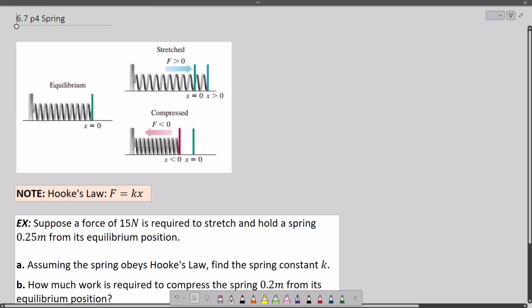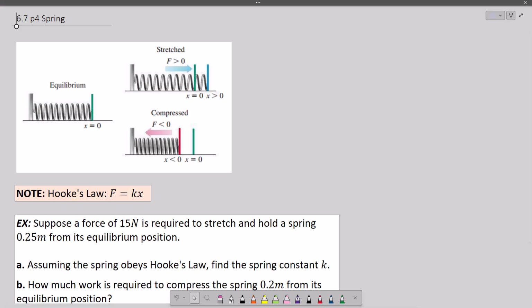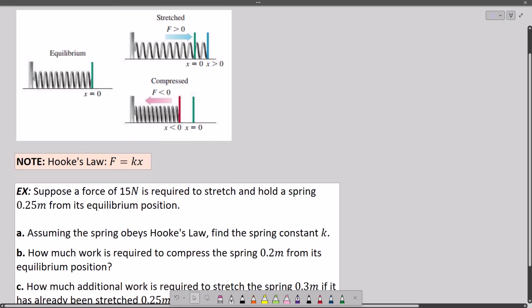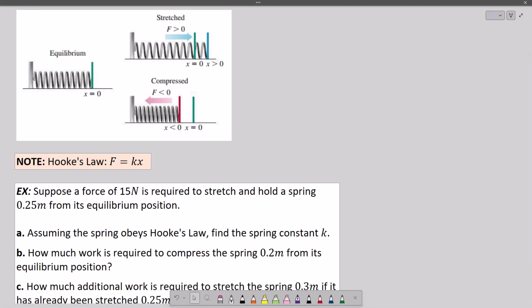Springs. This is the most common application. When you go into a physics class, you'll do springs because springs have a very cool force function. It's linear. It's the simplest type of force function other than constant. So it might not be intuitive.